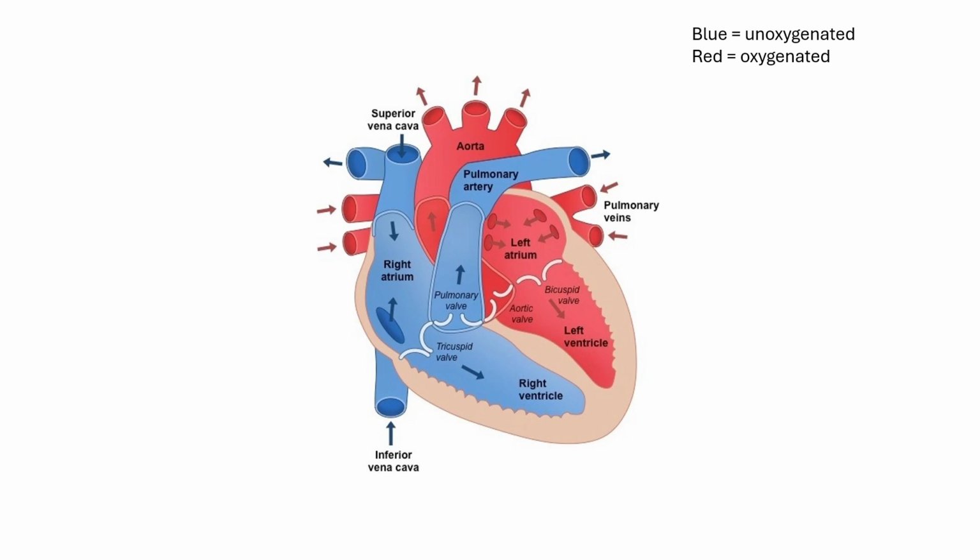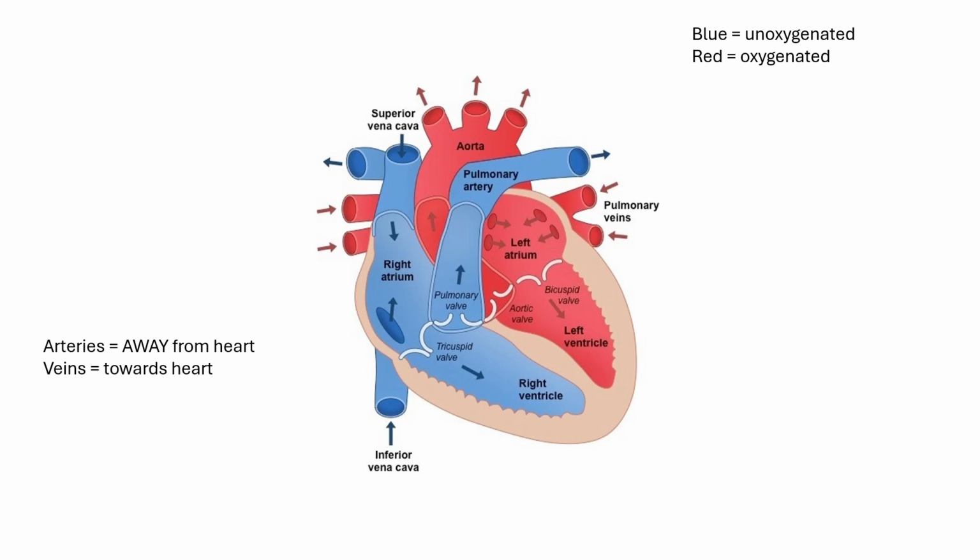The heart also has four valves that keep blood moving in the right direction, so it doesn't go backwards, cause a backflow, and cause other heart problems. Now, looking at this, we have blue. Blue is unoxygenated blood, and red is oxygenated blood. And that's important because now let's take a look.